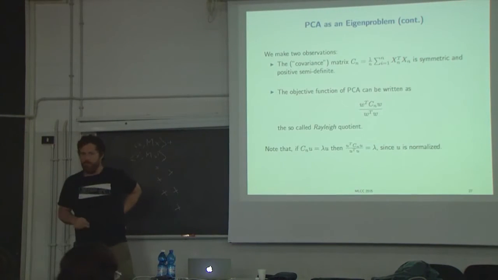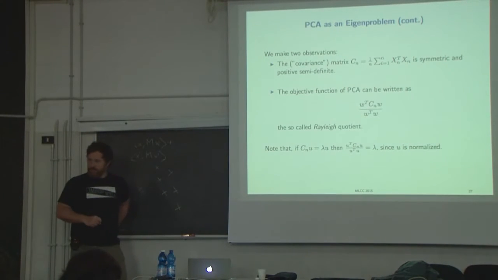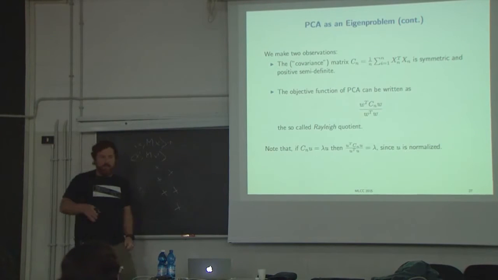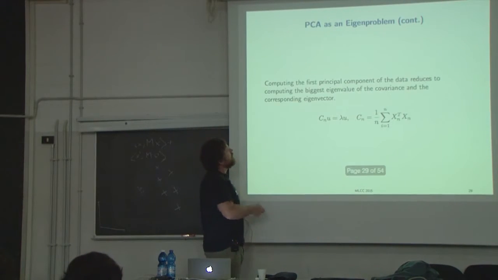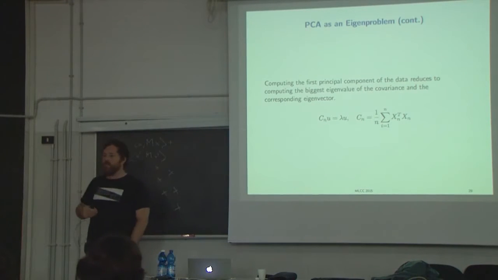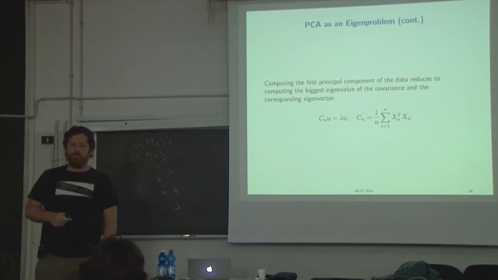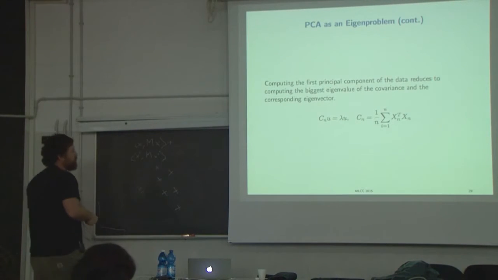Okay? This is not a proof at all. It's just a hand-wavy sketch of how you go from there to there. But the good news is that the solution of the problem just reduces to finding the biggest eigenvalue of the matrix and the one corresponding eigenvector. Okay? So that's good news.